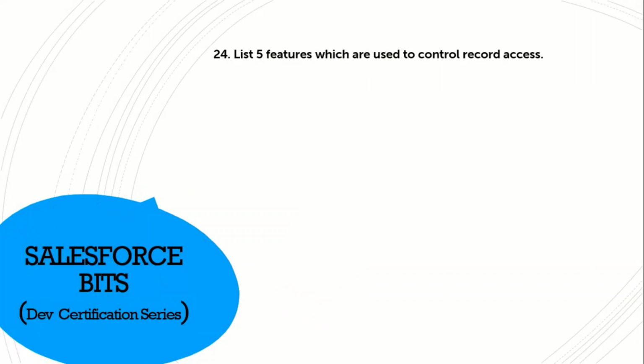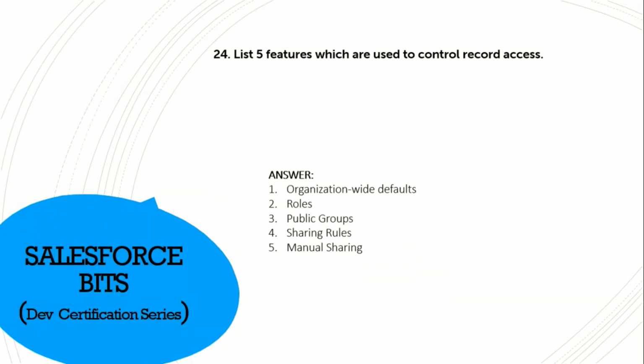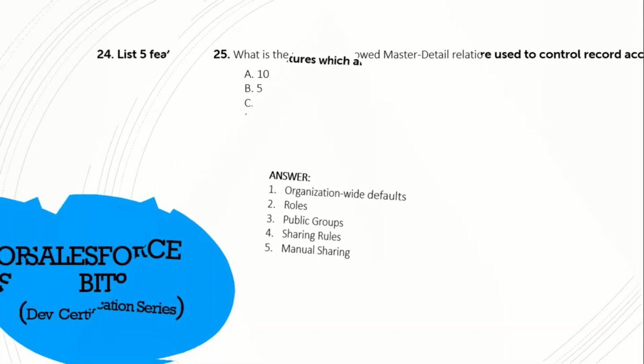List 5 features which are used to control record access. Organization wide default roles, public groups, sharing rules, and manual rules. These are the 5 features which are used to control record access.